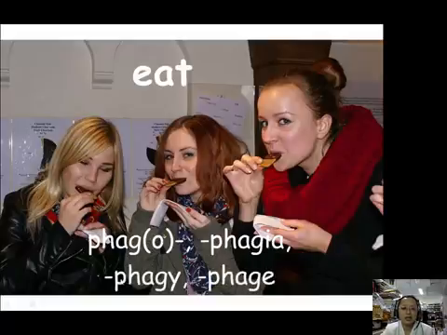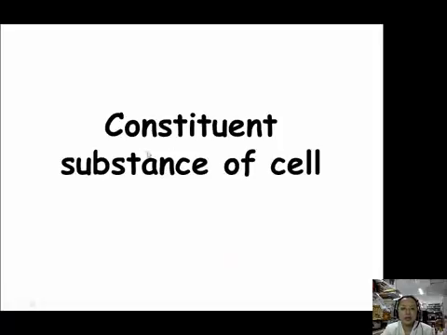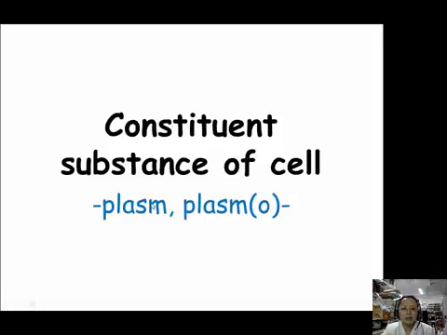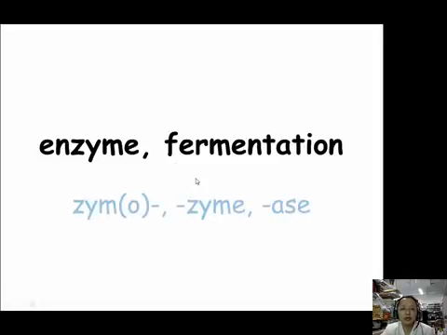phagia, P-H-A-G-I-A, phagy, P-H-A-G-Y, and phage, P-H-A-G-E. For constituent substance of cell, we have plasm, P-L-A-S-M, which is the suffix, and plasmo, P-L-A-S-M-O. For enzyme or fermentation, we have zymo, Z-Y-M-O, this is a prefix, and also two suffixes, zyme, Z-Y-M-E, and ase, A-S-E.